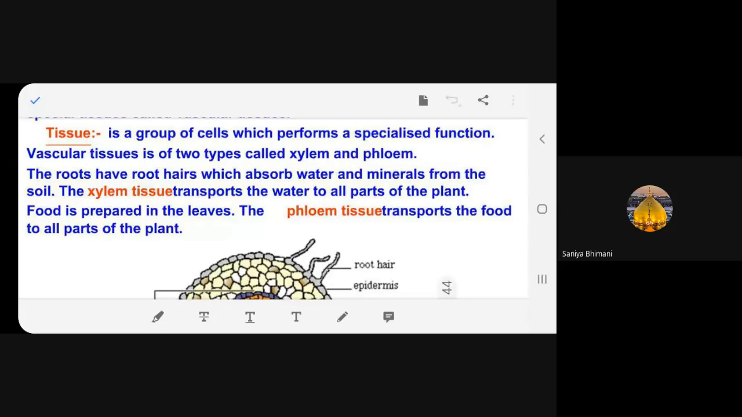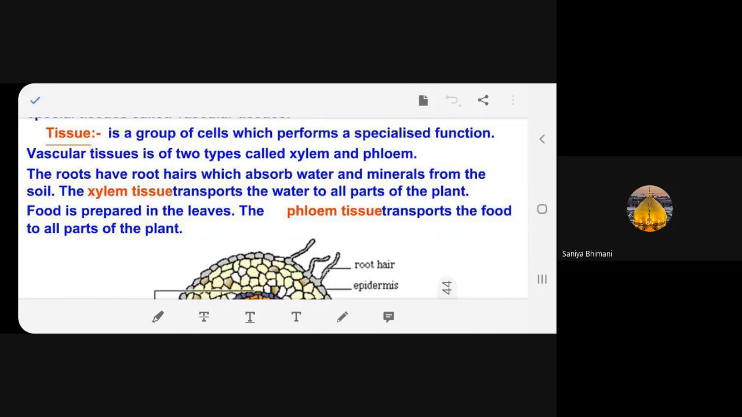Then it is transported to xylem tissues, fine. And then xylem tissue transports water to other parts of the body, and the food which is prepared by the leaf, fine. So one thing you should tell me: the whole body has got xylem, isn't it? The whole plant body has got xylem and phloem throughout the body.